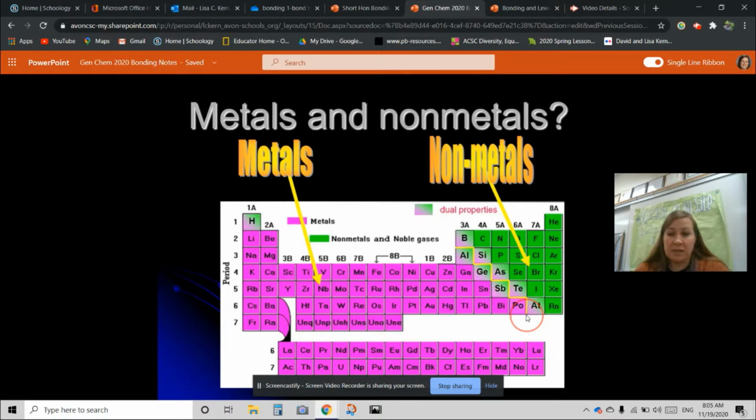Yes, metalloids exist. That's what those ones that are sort of purple and green together are right here. And hydrogen is not really a metalloid. It is a nonmetal. But we'll consider that if it's on the left of the line, it's a metal. If it's on the right of the line, it's a nonmetal, period.